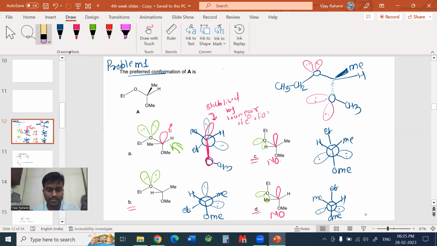But if you see this structure, it has the stabilizing interaction, but the ethyl group makes a steric repulsion to this OMe also. So we need to compare these two only. And in these two, A is the preferred conformation for this molecule.